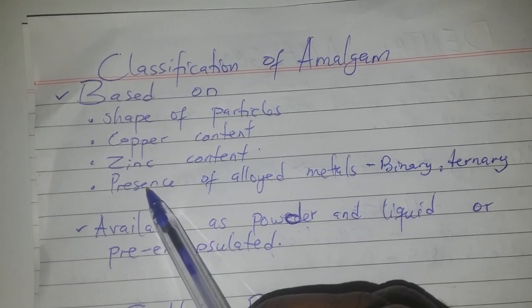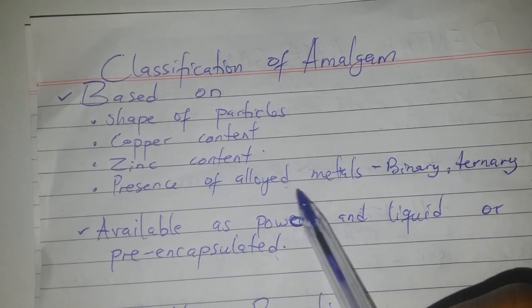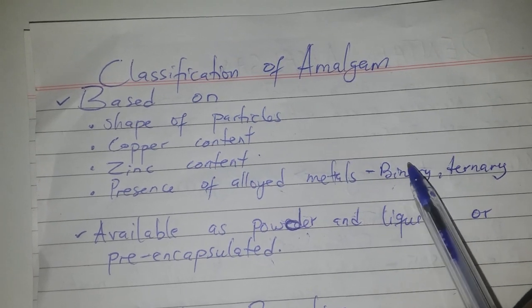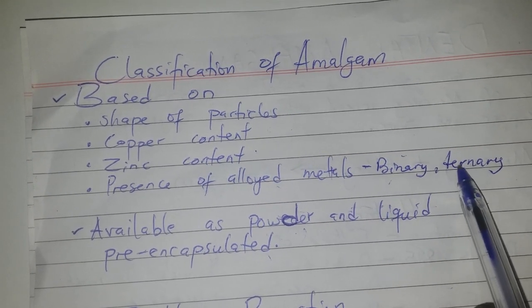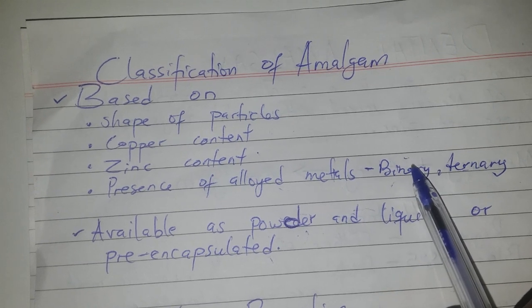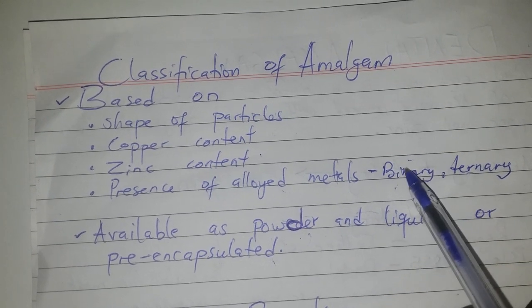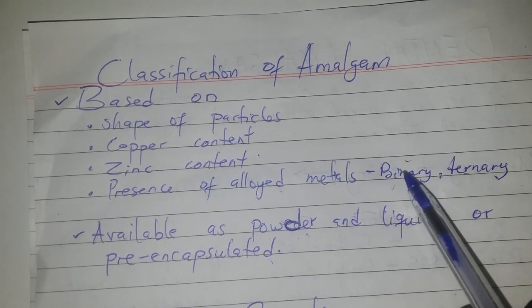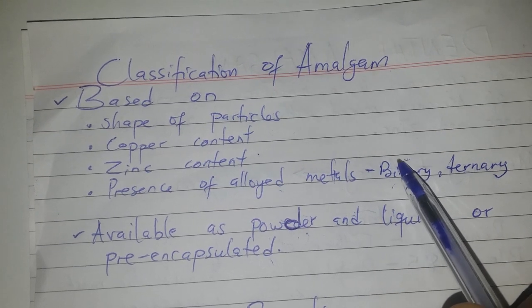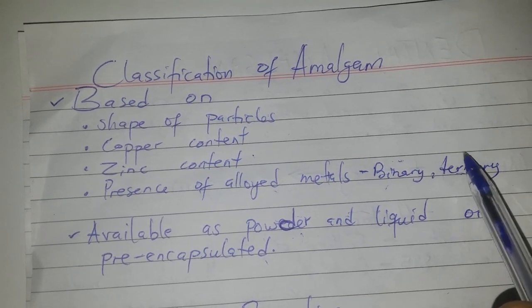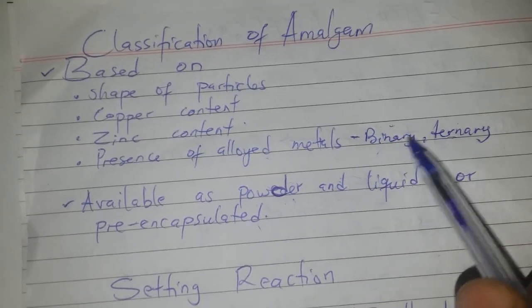We can also classify dental amalgam based on the number of alloyed metals. Is it binary? Are there two metals or three metals? Again, this is talking about the alloy. So binary, we can have something like silver and tin. If it's ternary, we can have silver, tin, and copper.